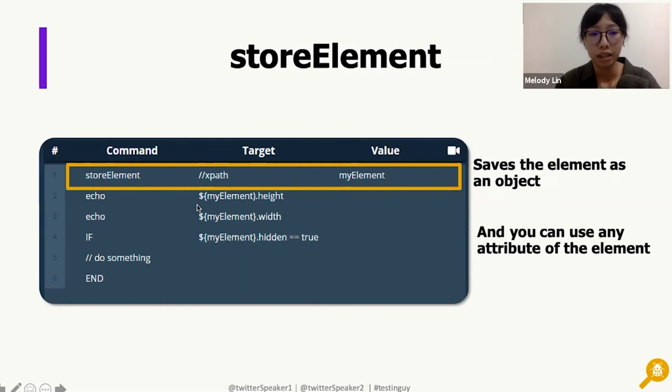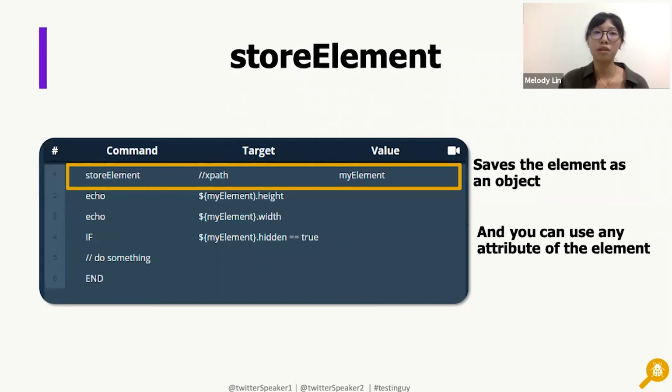Like we can see its height or width, and also I can write some if-else statements to make it more like a verification case. Like in this case, I can see if this element is hidden, and I can do some handling right here, or I just want to see if it's hidden or not.